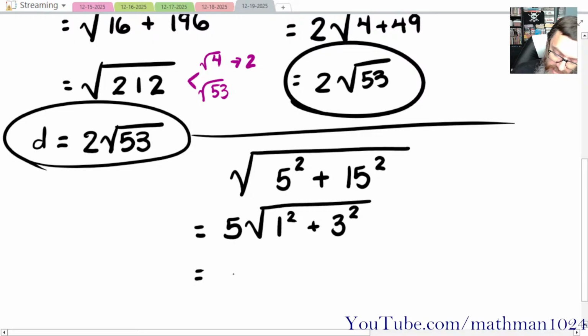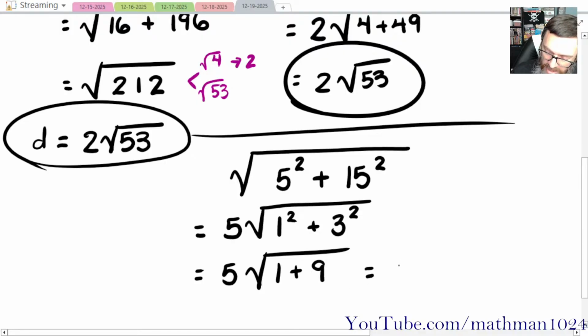And then you just take this and you work it out. So 1 squared is 1, 3 squared is 9, and we end up with 5 times the square root of 10. That's it.